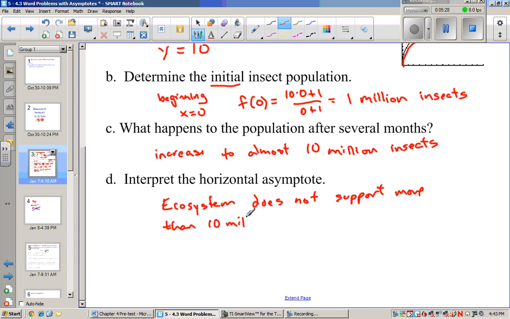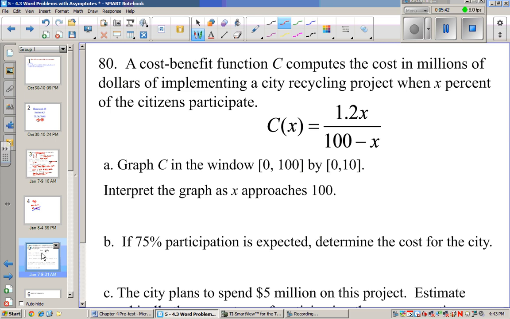So we kind of get to a point where the births and deaths of insects stay at an equilibrium, and that seems to be at 10 million. Before that, the population grows. All right, so we've got our first problem done, and we're ready to move on to number 80. Let's look at this one.